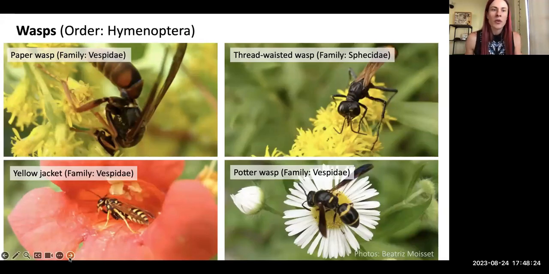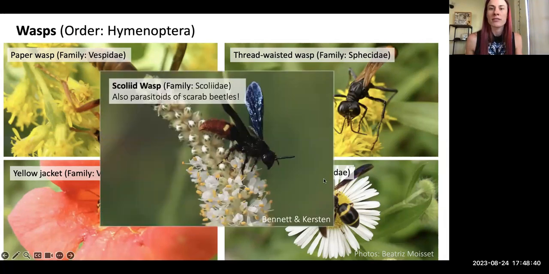Next group, wasps. So wasps, there's a lot of generalist pollinators of wasps. So lots of different families of them, like vespids, things like paper wasps, yellow jackets, potter wasps. A lot of potter wasps are good pollinators in the Southwest. Thread-waisted wasps, and then my personal favorite, scoliid wasps. These are very hairy wasps. They're also parasitoids of scarab beetles, of the larvae of some pesky beetles. So they're pretty neat, and I think they're really cool, like how big and colorful and hairy they are. But it's a personal favorite pollinator.